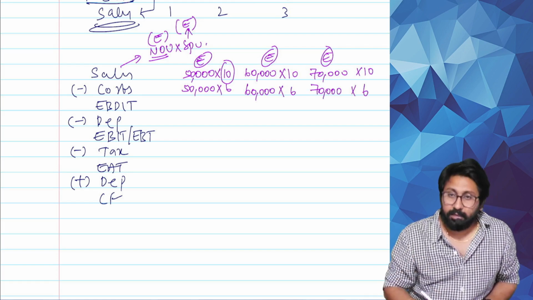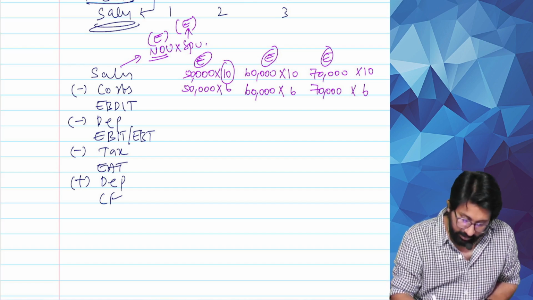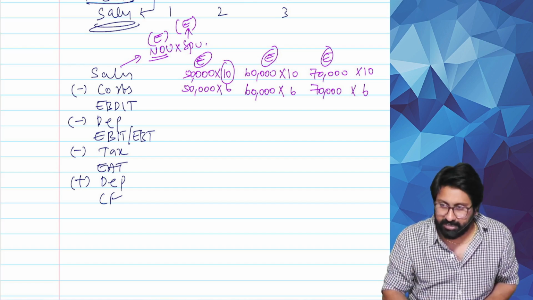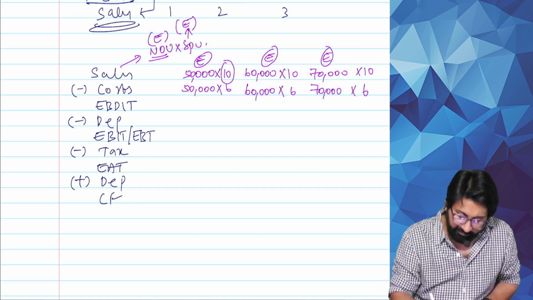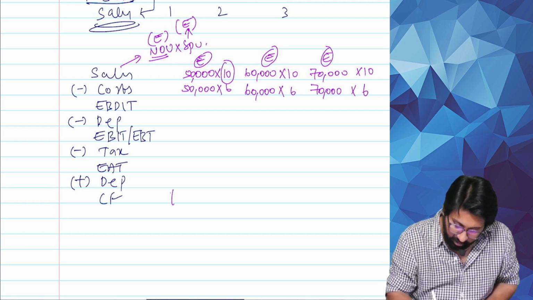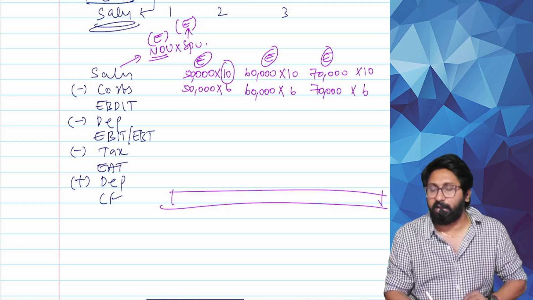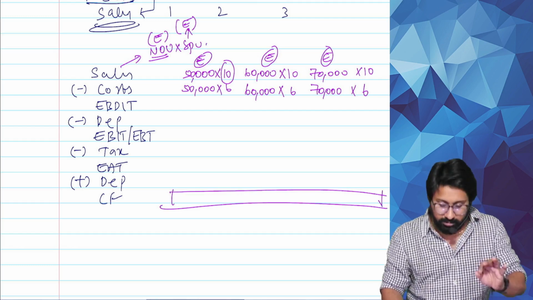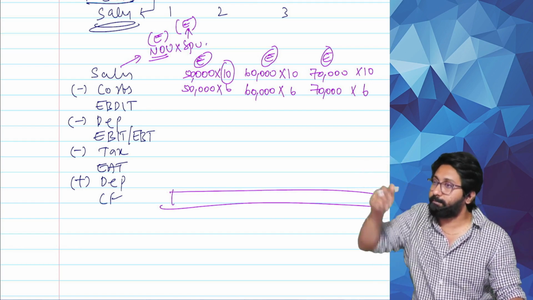EBDIT we will calculate. Depreciation will anyway be the same if you follow the SLM method. Then EBT, the tax is calculated, EAT, then depreciation, and you add back to get the cash flow. Finally, you are getting the result. Correct or not, everyone? Now, analyze the first two rows properly.